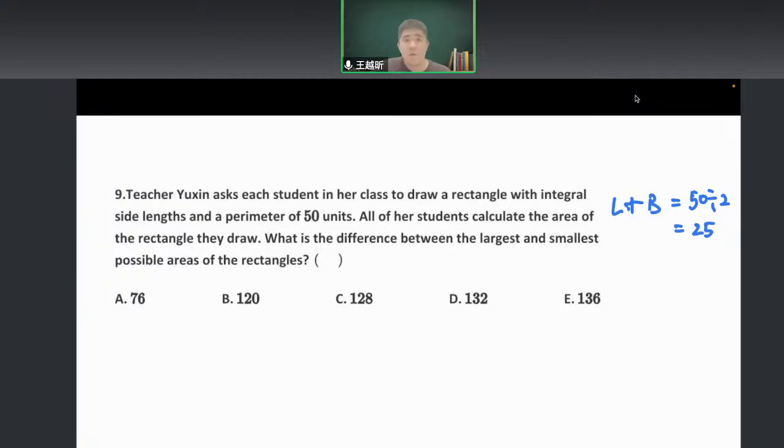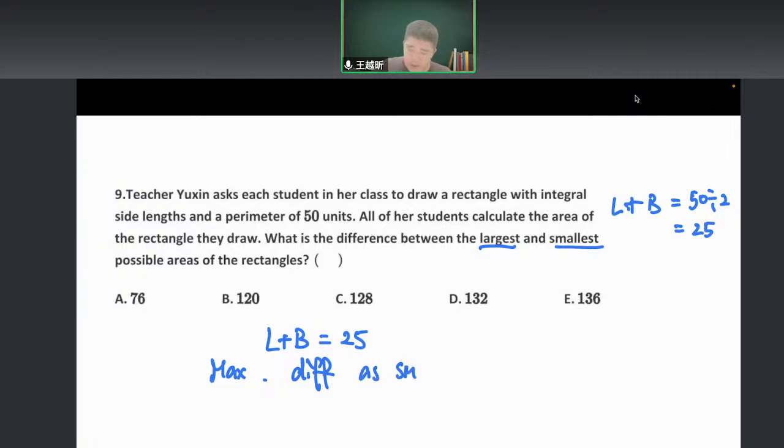Right, we want to find the largest possible area, and the smallest possible area. So the test point in this question is, given the sum of 2 numbers fixed, if we want to find the maximum, then the difference should be as small as possible.